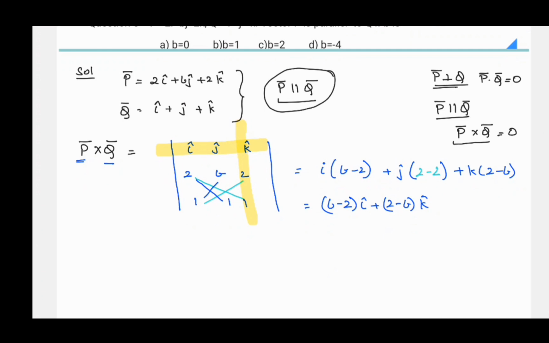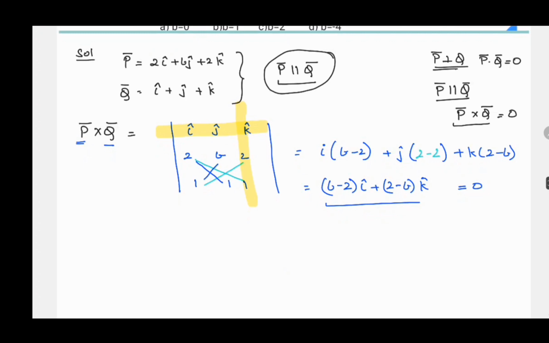We know the cross product is going to be 0. The magnitude of the cross product is going to be 0. It means the magnitude of this will be equal to 0 for the vector p cross q as they are parallel. Find the magnitude of the given vector, which will be equal to b minus 2 whole square plus 2 minus b whole square, which will be equal to 0. Now solve it. This and this are the same thing because they are under the square. It means I can write it like this: 2 times b minus 2 whole square is equal to 0.